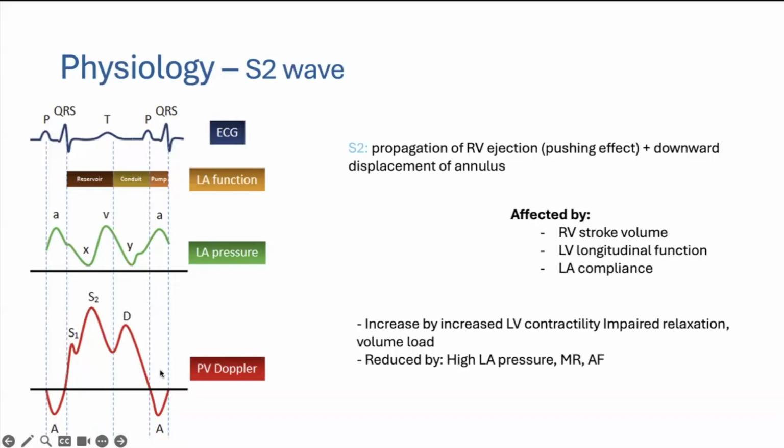A very important point to mention here is that if you're trying to get the S to D ratio, you would take S2, not S1. It is affected by the stroke volume of the right side. It's affected by the longitudinal function of the LV, because the LV, as you know, has three ways to contract: rotational, longitudinal, and horizontal. And then the last thing is the atrial compliance. Things that will make it high are high LV contractility, and it will be low if you have mitral regurgitation, where it becomes blunted. And I'll show you examples of that later.